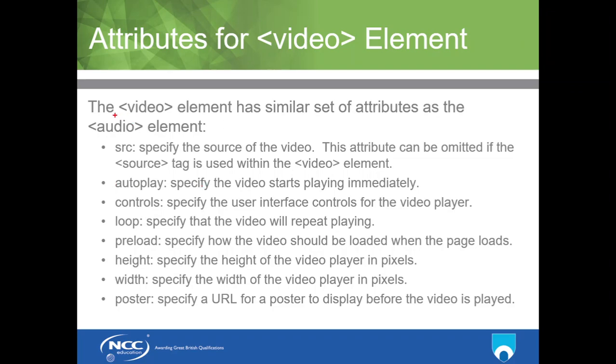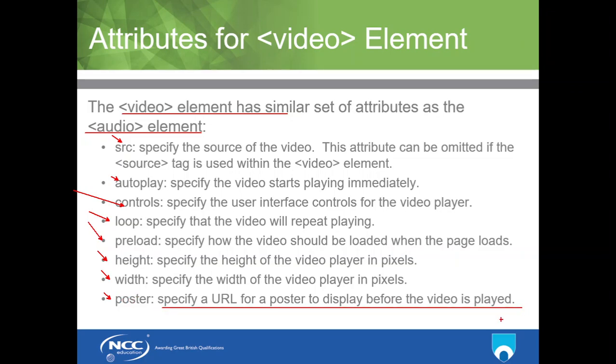So the video element has similar attributes as the audio element. So source, autoplay, controls, loop, preload, height, width, poster. We've not talked about poster. Poster specifies a URL for an image to display before the video is played. Width specifies the width of the video player. Height specifies the height of the video player.